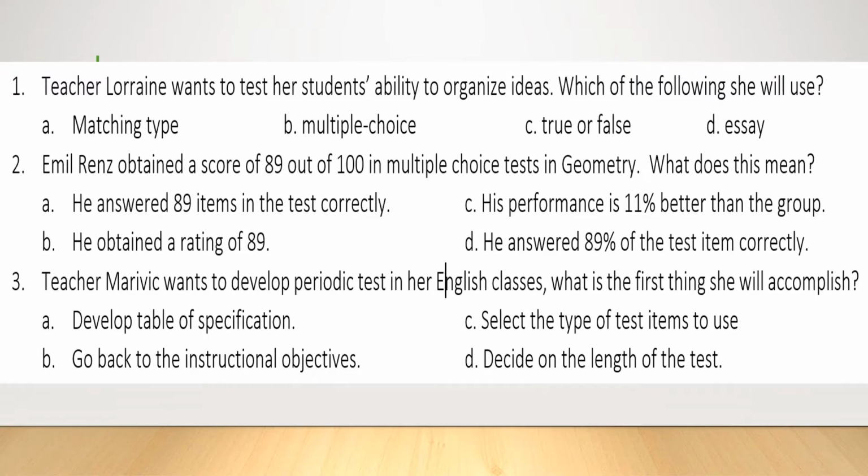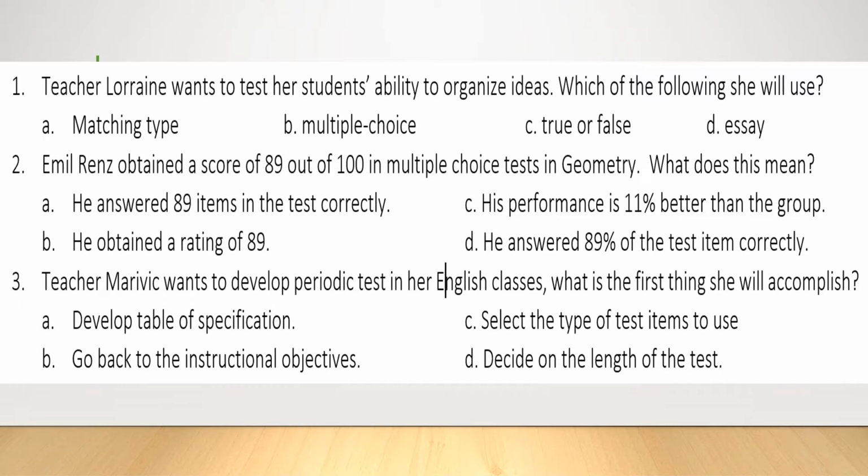Okay, the first question is, Teacher Lorraine wants to test her students' ability to organize ideas. Which of the following she will use? So the keyword here is to organize ideas. So the teacher here wants to measure the ability of her students in terms of organizing ideas. So we have here four choices: A, matching type; B, multiple choice; C, true or false; and D, the essay.